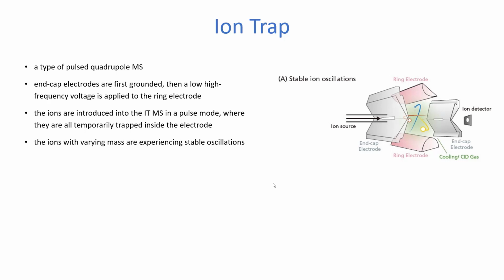And this is a very temporary, very short-lived thing. So this happens in milliseconds or microseconds even. And the ions with varying masses will experience different oscillations. So every mass group will travel together in one oscillation, and a different set of masses will travel in a different oscillation.